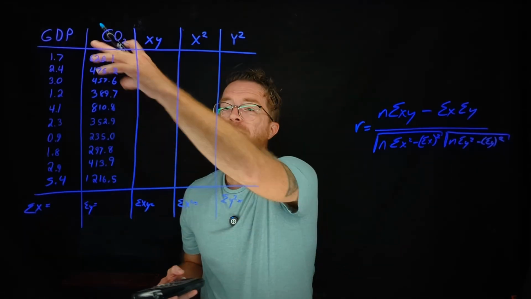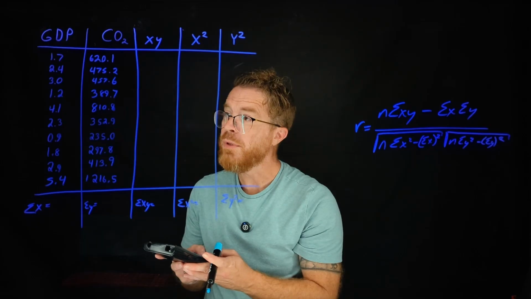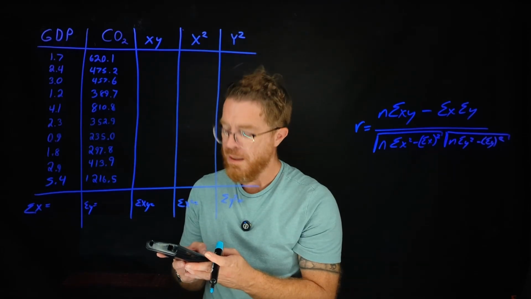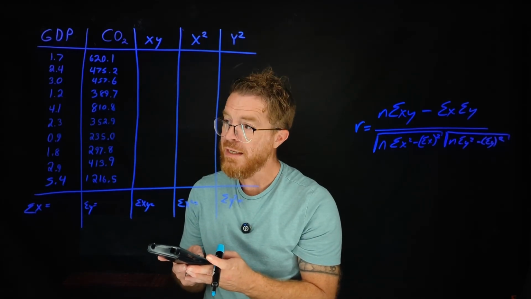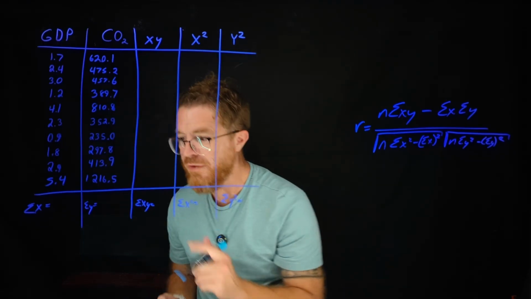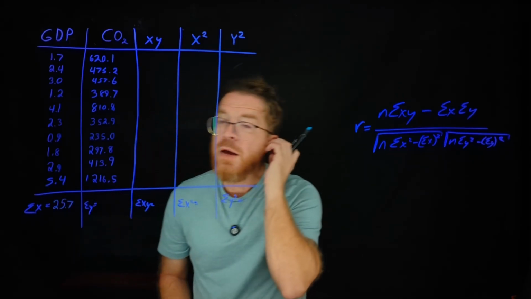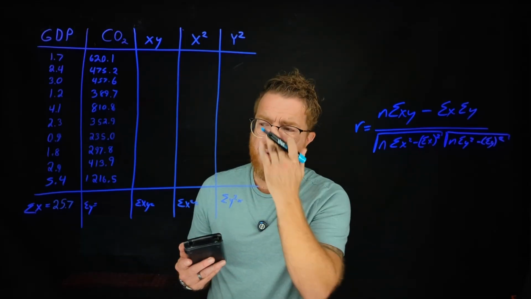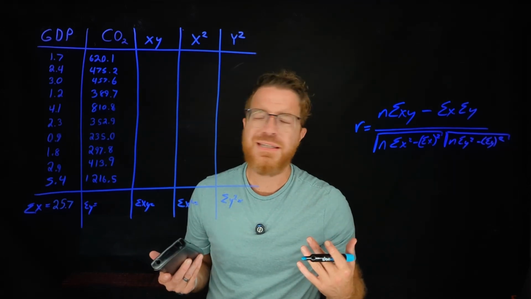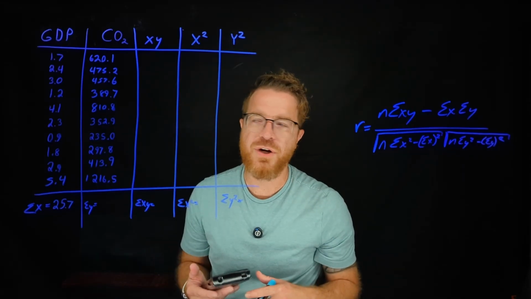The first thing we're going to do is figure out the sum of these x's. So we have 1.7 plus 2.4 plus 3 plus 1.2 plus 4.1 plus 2.3 plus 0.9 plus 1.8 plus 2.9 plus 5.4. And I got 25.7. Now, normally we don't round quite so small, but for this one I'm just rounding to one decimal to make the calculation a little easier for the example. But when you're doing this, just like any other time, you can have more or fewer decimals depending on what you're trying to do.